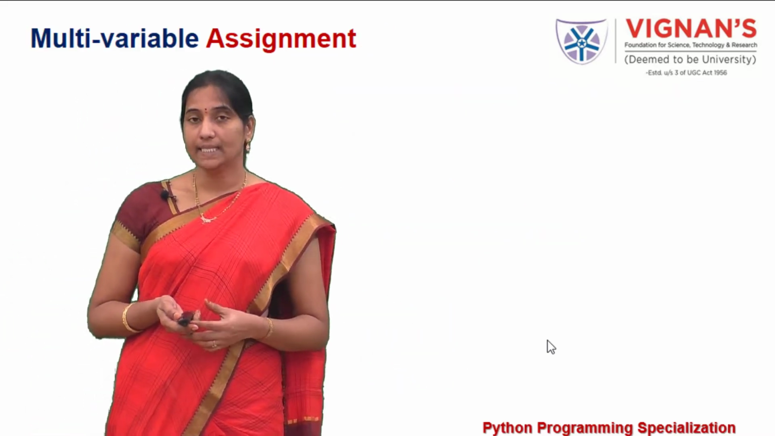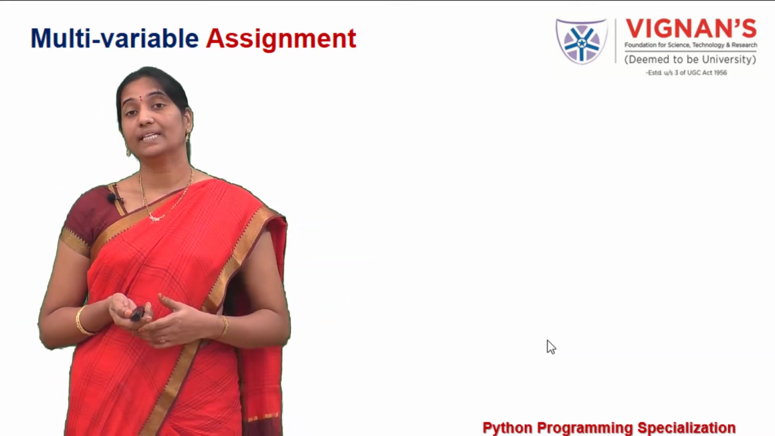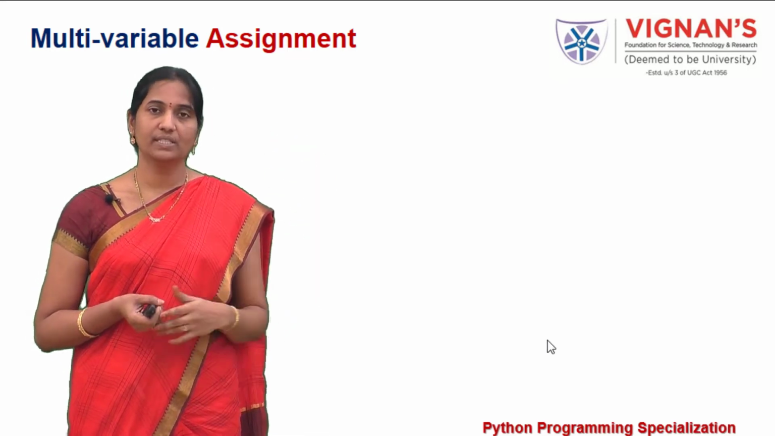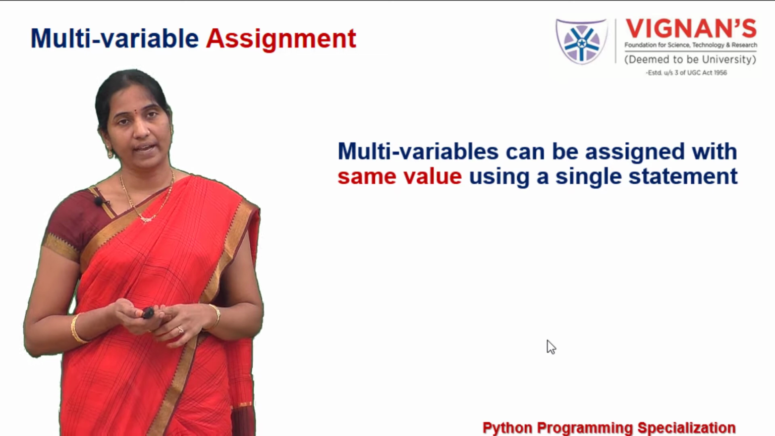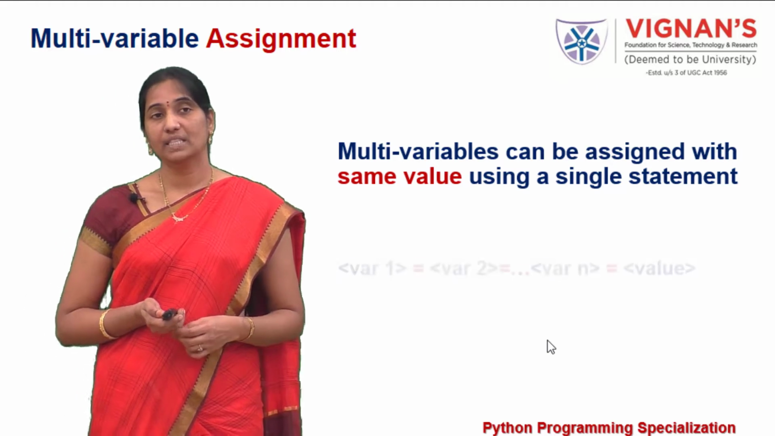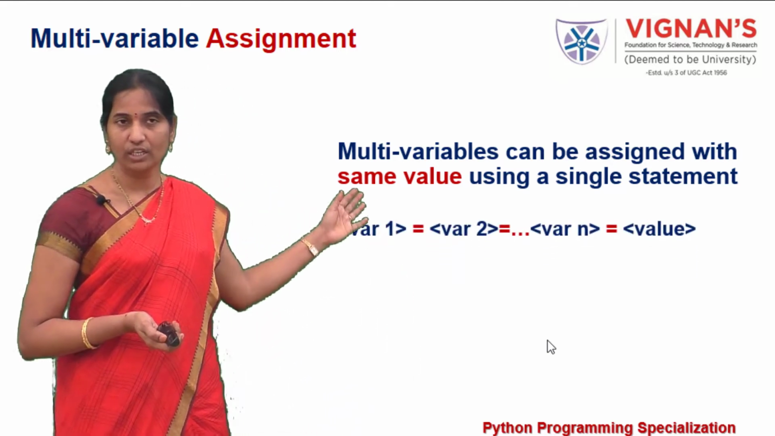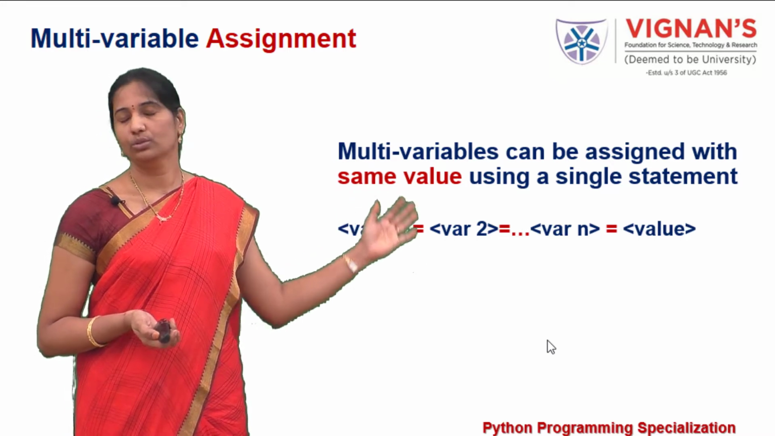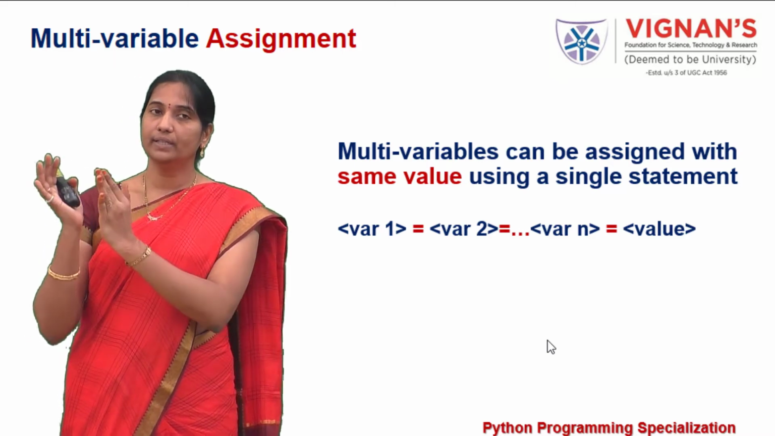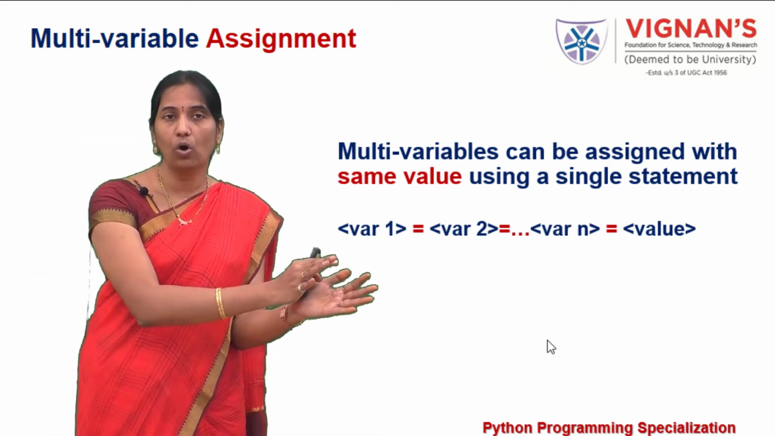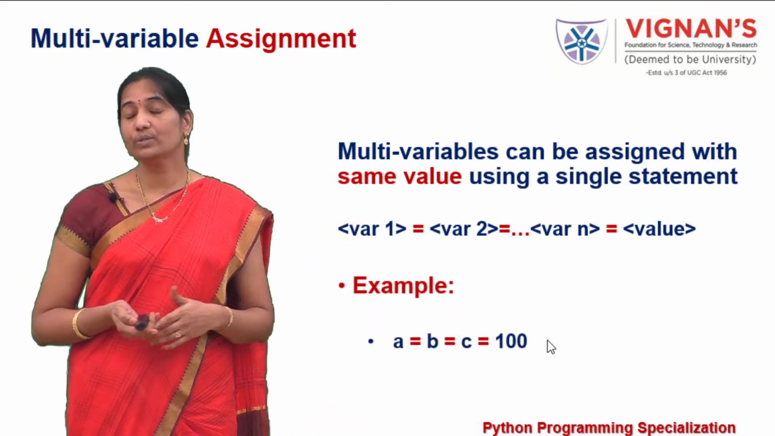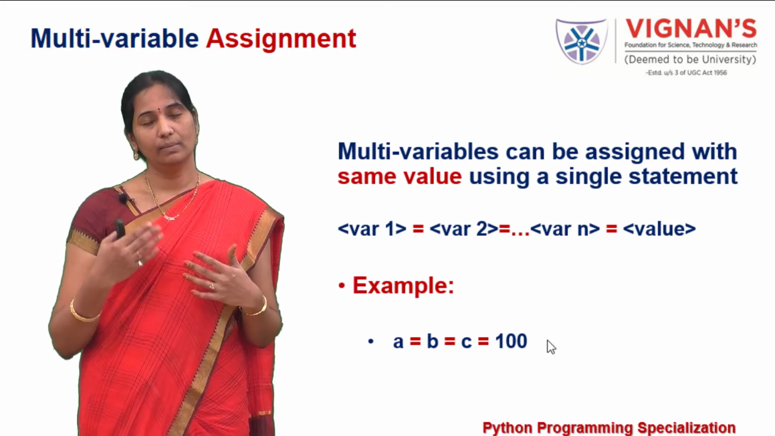Not only single assignment operations, Python also supports multi-variable assignment. Instead of assigning one variable per statement, we can do multiple assignments using a single statement itself. Now let us see how we can assign multiple variables the same value. This is the general form: variable 1 equal to variable 2 equal to variable n, and so on, equal to a single value. Whatever value you are assigning will be assigned to all these variables, so all these variables get the same value. That's how, using a single statement, you can assign multiple variables.